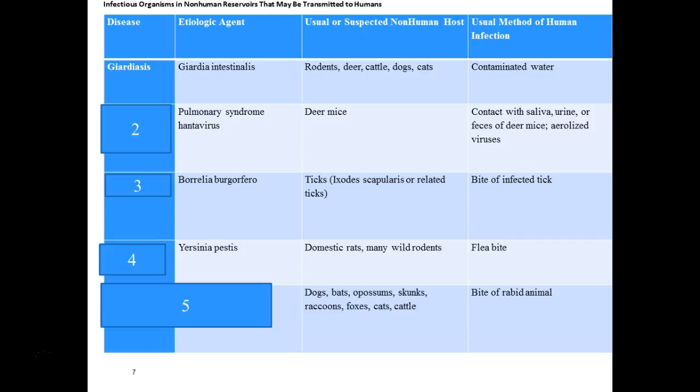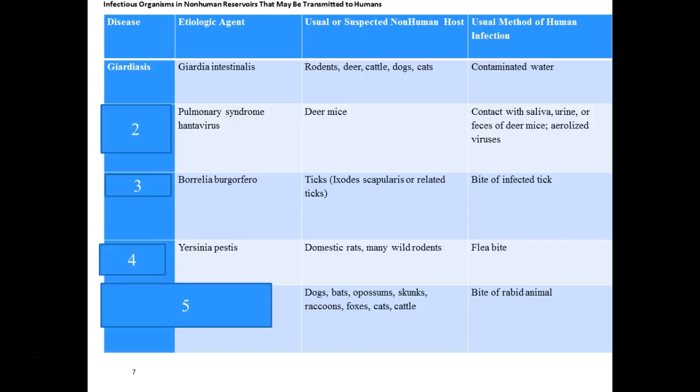Caused by Giardia intestinalis. Sometimes you'll hear the species name vaginalis because it can cause an infection in the vagina. Again, they're one and the same. Most scientists are going with Giardia intestinalis as opposed to vaginalis. Same organism, right? Just the infection is in a different place, the intestines versus the vagina.